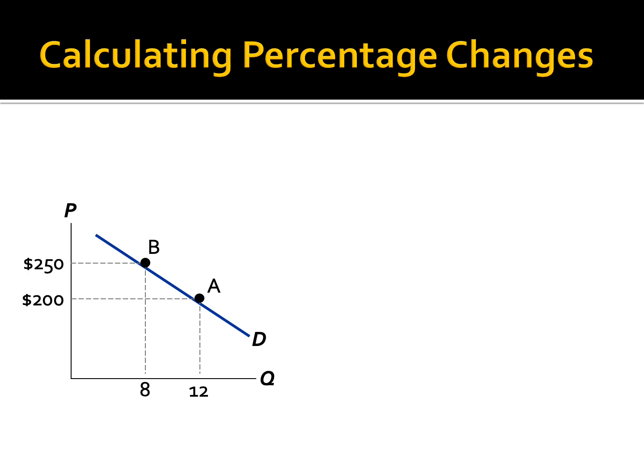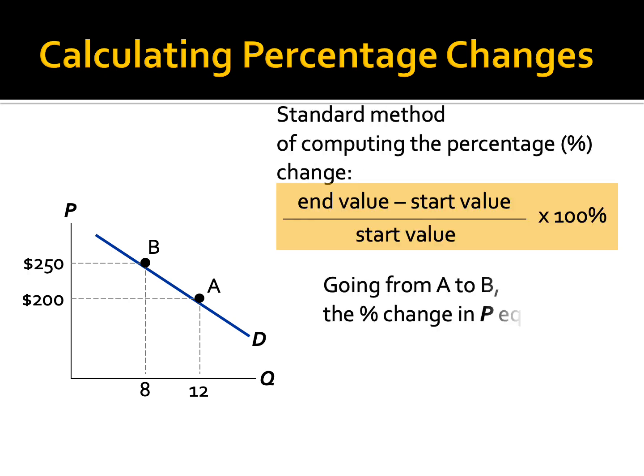Calculating a percentage change. The way we calculate a percentage change is by taking the end value minus the start value, divided by the start value. Another way of thinking about this is the new value minus the old value, divided by the old, and multiplying that by 100.